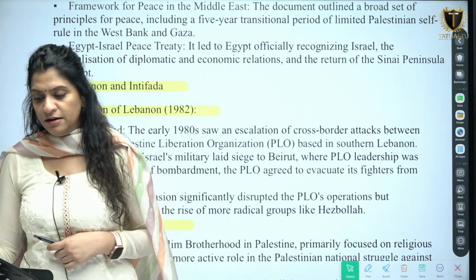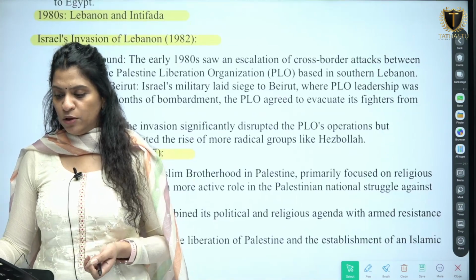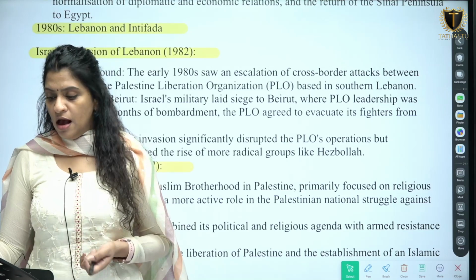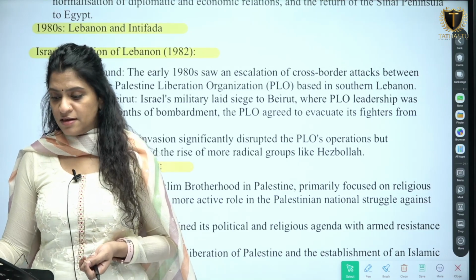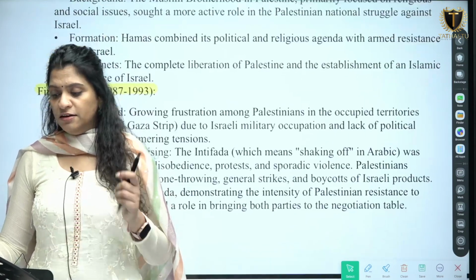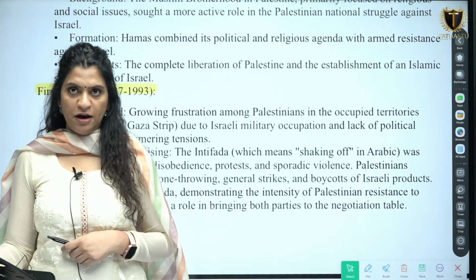Then the third phase, 1980s, Lebanon and Intifada. You should know what Intifada means. There was a formation of Hamas, and you have seen that Hamas has a very big role now. Formation of Hamas happened in 1987. Israel's invasion of Lebanon happened in 1982. The First Intifada. So what is Intifada? Intifada, between 1987 and 1993.